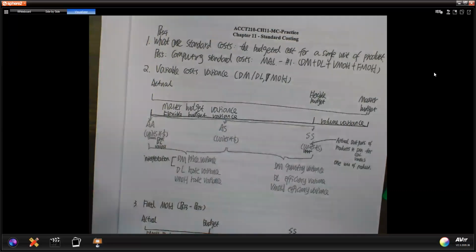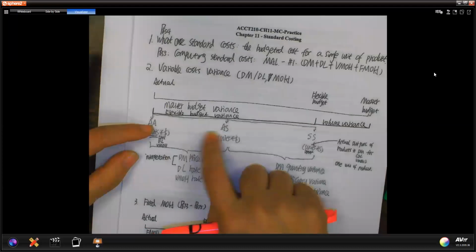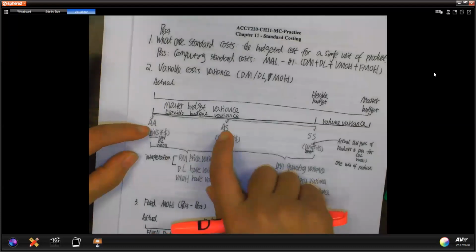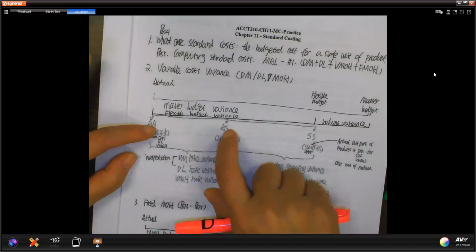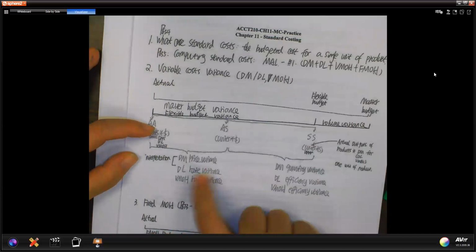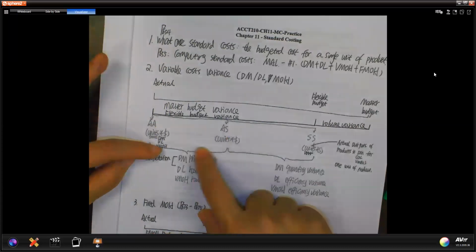The difference of AA and AS, you can find that they use the actual quantity, the actual units. The only difference is whether you use the actual price or the standard price. So we call the variance the price variance or rate variance, and you have to make sure it's favorable or unfavorable. How do you decide favorable or unfavorable? If your actual operating income is better than your budgeted operating income, that's favorable. That's favorable. But we are looking at the costs, right?